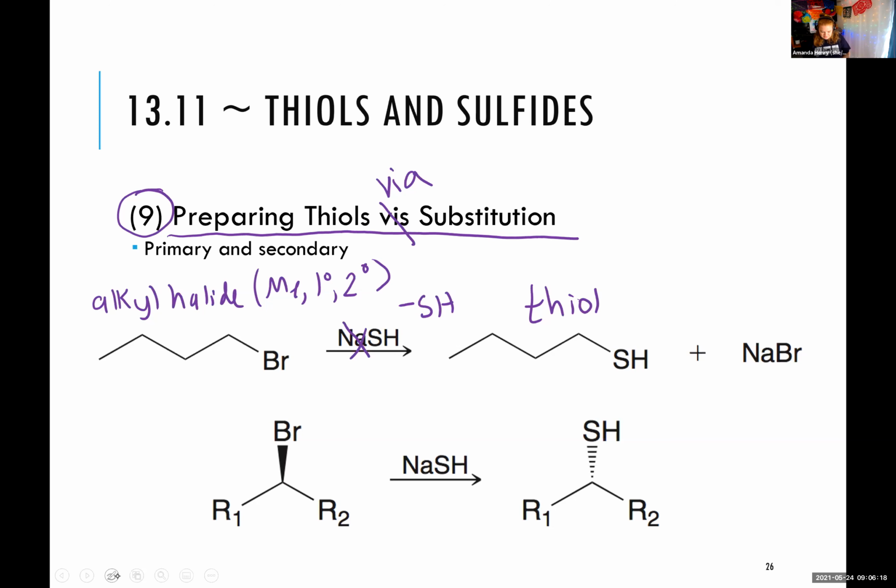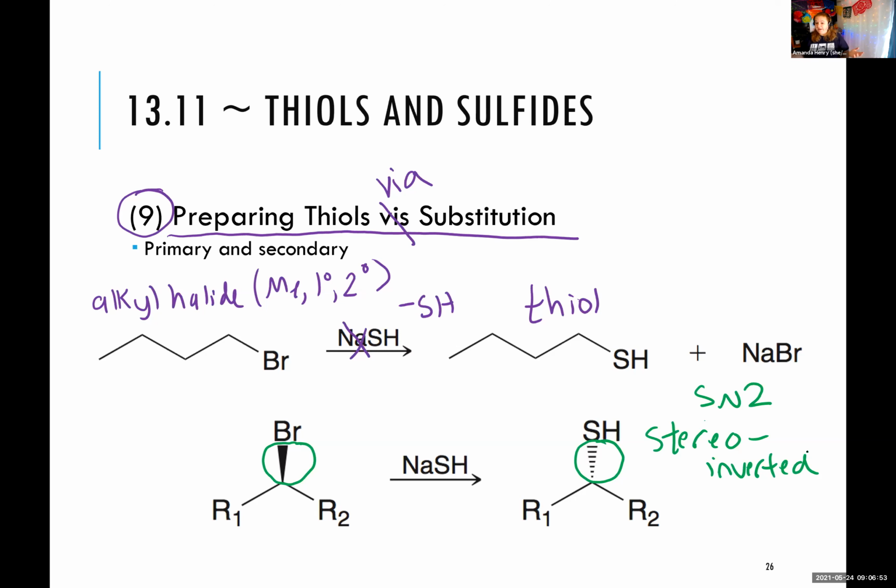And so notice in the second one, we're going to get that inverted stereochemistry. So if we're starting with primary methyl, there's not going to be a stereocenter because there'll be too many hydrogens attached. But if we're starting with a secondary carbon, it could be a stereocenter. And so in that case, the stereochemistry would be inverted.